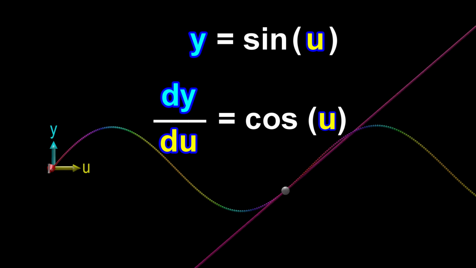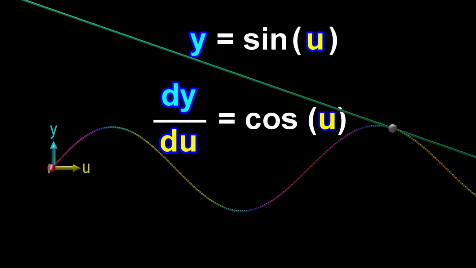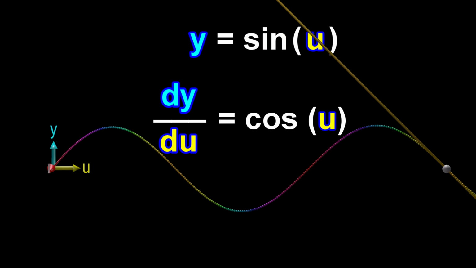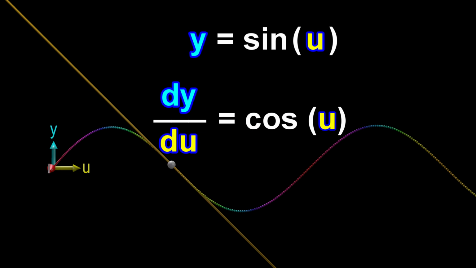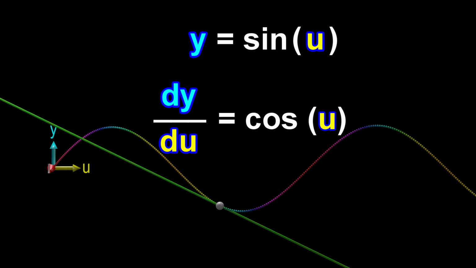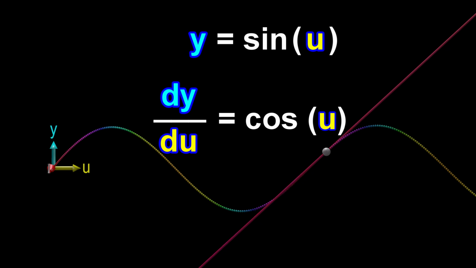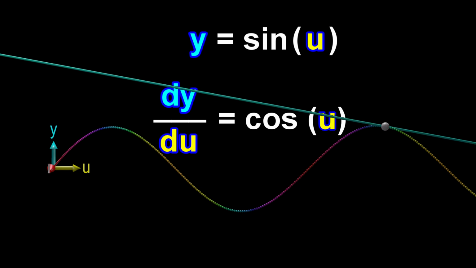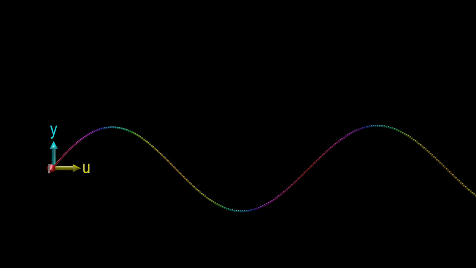When u is 0, the sine of u is equal to 0, and the cosine of u is equal to 1. Therefore, when u is 0 at the beginning of the graph on the left, the value of y is equal to 0, and the value of the slope is at the maximum value of 1. This also corresponds to what we see in the animation.